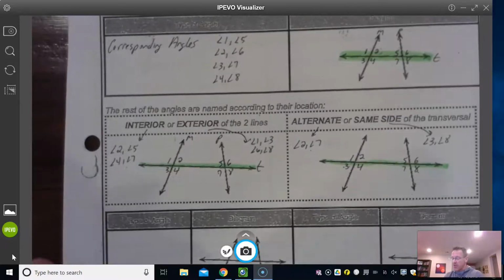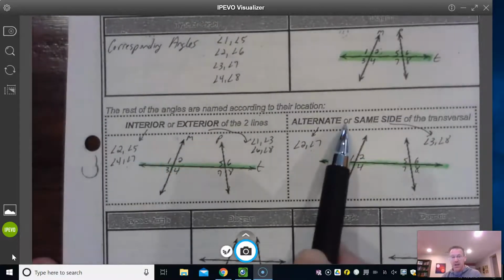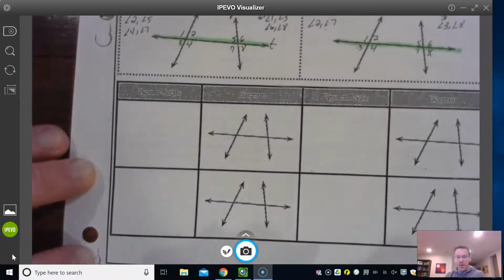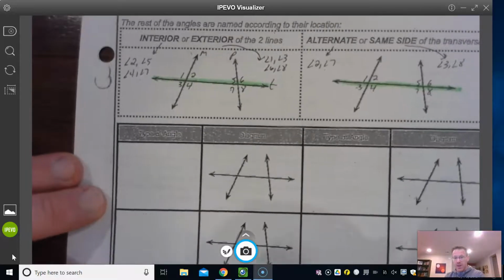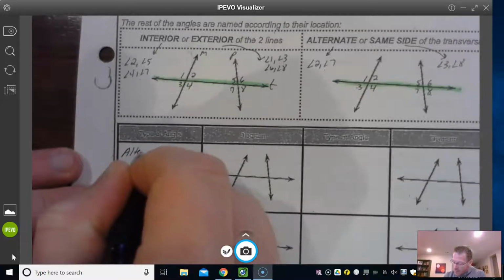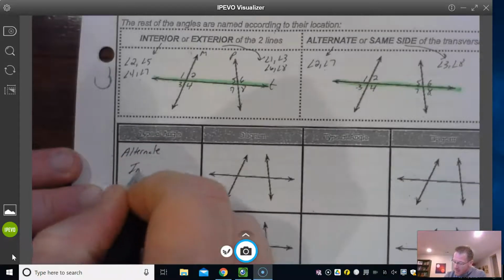Now what we're going to do is put this terminology together to create special relationships for our angles. I'm going to start with interior and alternate. So the first type of angles we would have are alternate interior angles.